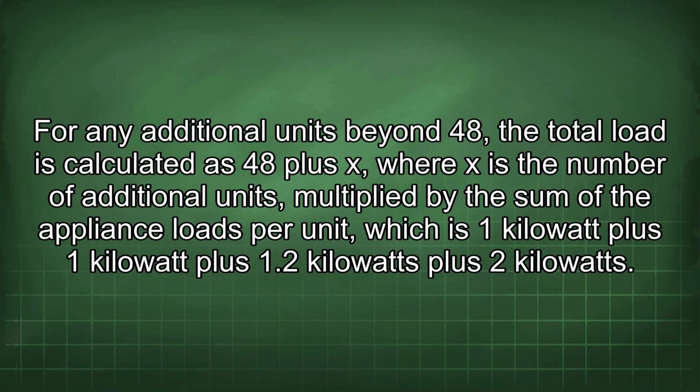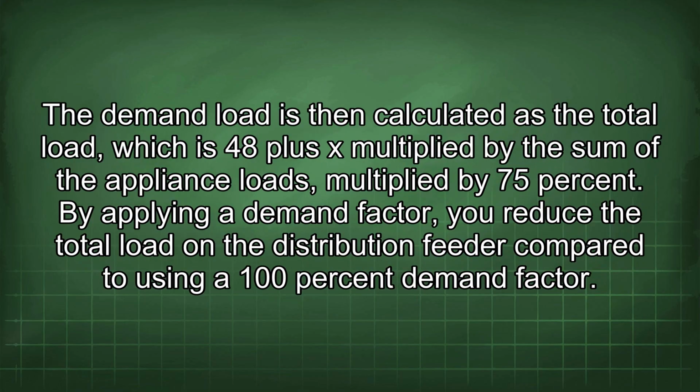For any additional units beyond 48, the total load is calculated as (48 plus x), where x is the number of additional units, multiplied by the sum of the appliance loads per unit, which is 1 kW plus 1 kW plus 1.2 kW plus 2 kW. The demand load is then calculated as the total load, which is (48 plus x) multiplied by the sum of the appliance loads, multiplied by 75%.